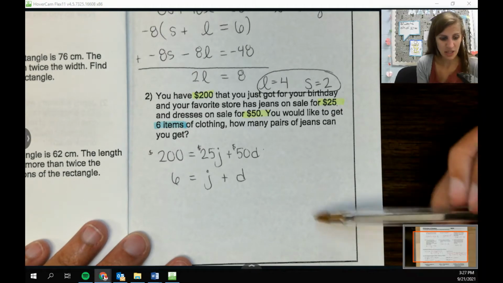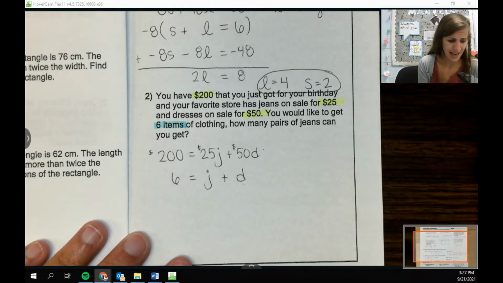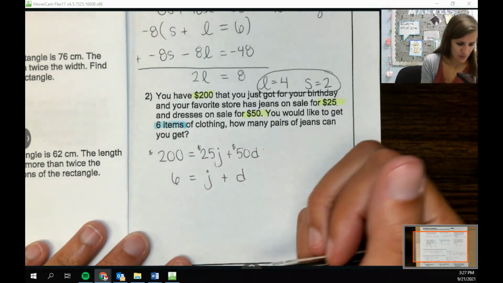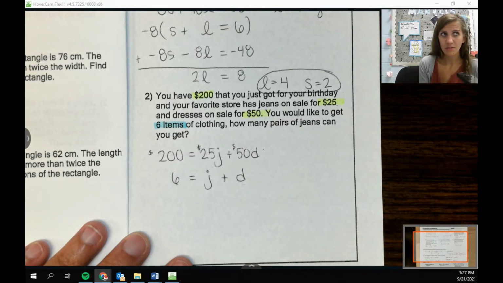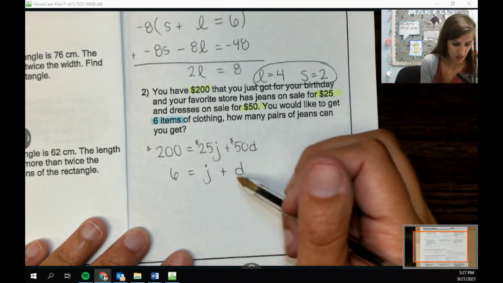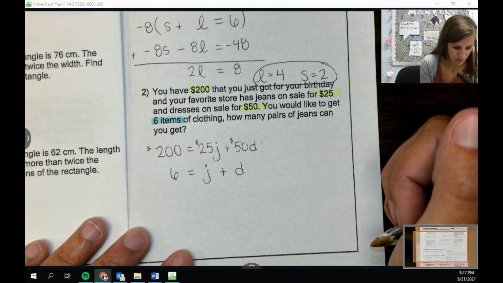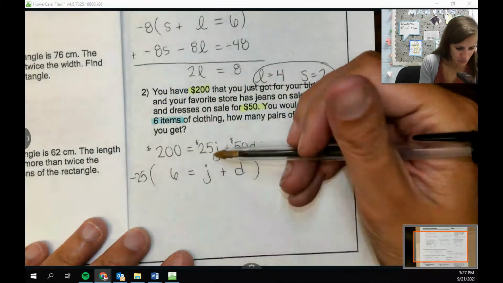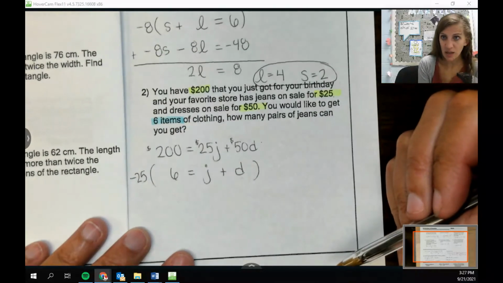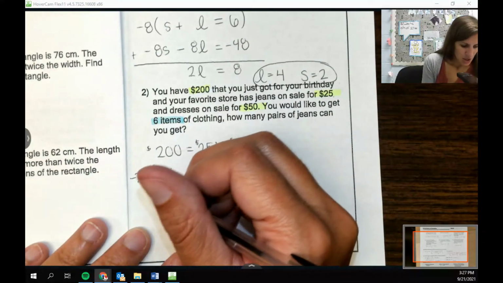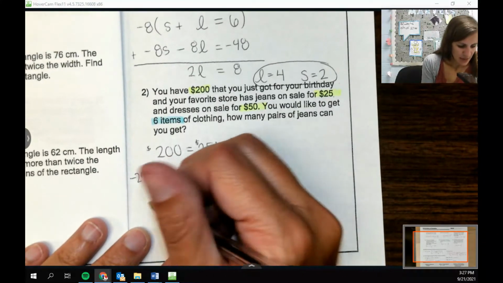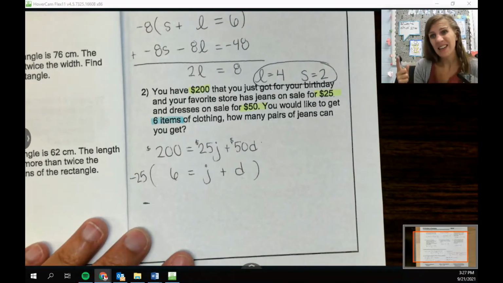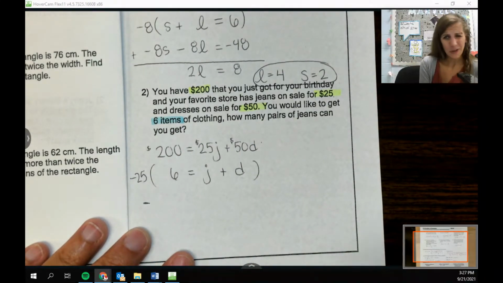Well, I feel like if I just want jeans, I'm going to put 0 in for dresses, I guess. So then that's just 6 jeans. I don't know. I'm just going to solve this using elimination. I'm going to multiply everything by negative 25 so that my j's will eliminate. So negative 25 times 6, that's going to be negative overall. And 6 quarters is $1.50.